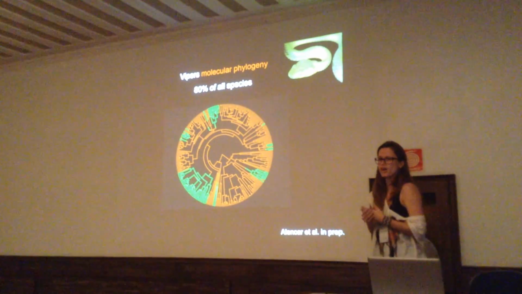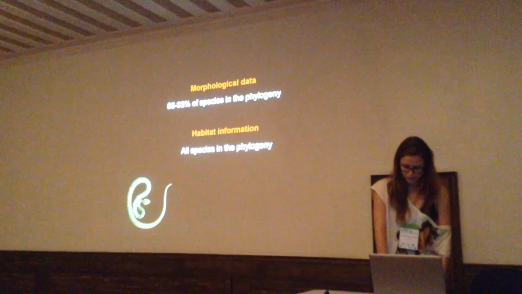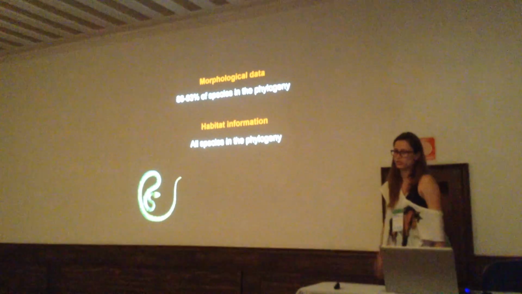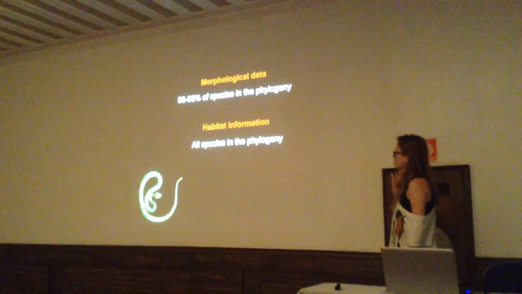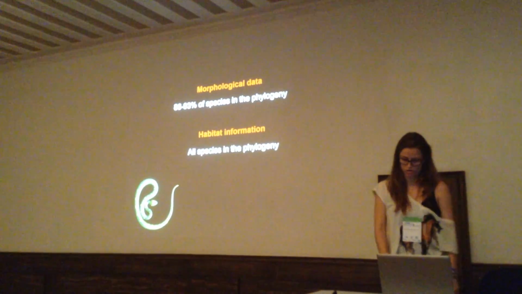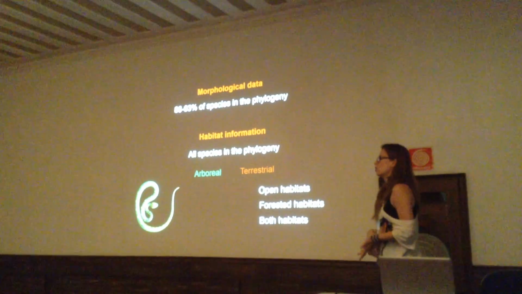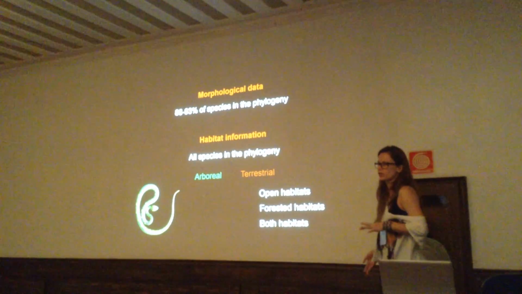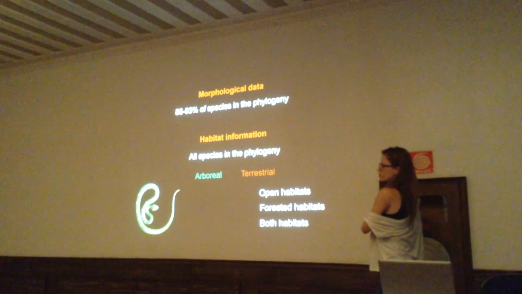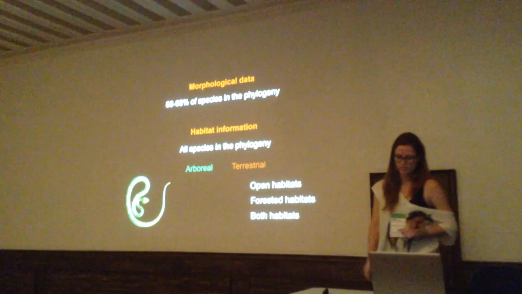summarizing 80% of all viper species, that is 264 species. We also gathered morphological data for different morphological variables, and we have information for all the species in the phylogeny. We categorized vipers as being arboreal or terrestrial, and we split the terrestrial category into three subcategories: snakes restricted to open habitat, restricted to forest, and those occurring in both habitats.